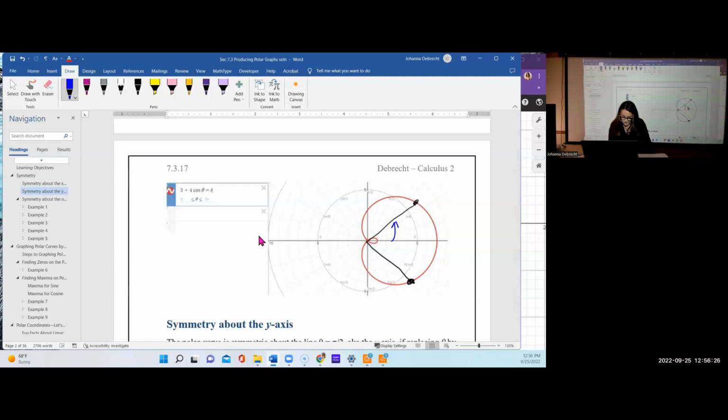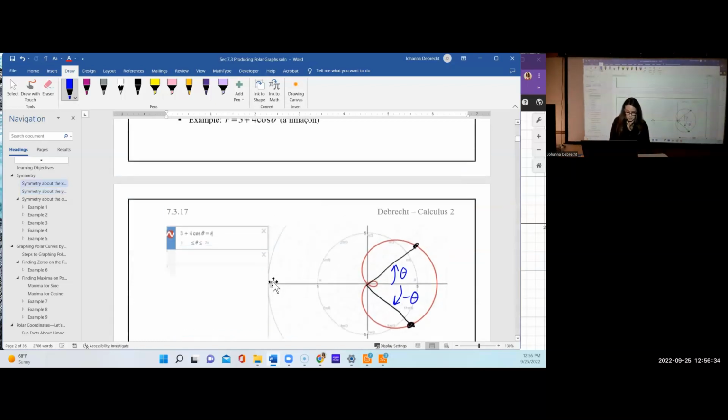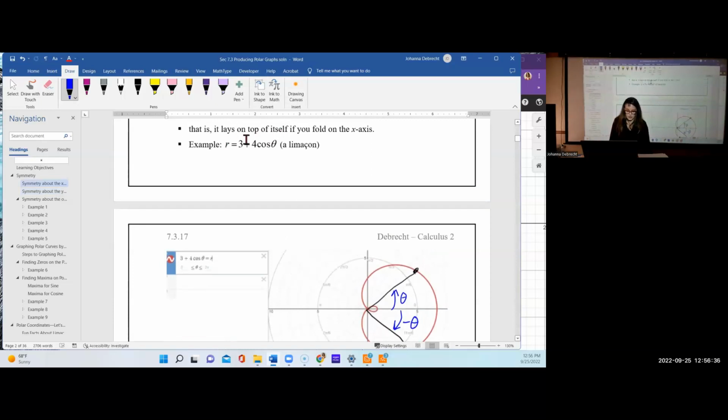So we'd call this angle right here theta, and we'd call this angle right here negative theta, all right? Now, why does it have that relationship? If we look up here to the equation, remember that the cosine of negative an angle is the same as the cosine of the angle. So replacing theta with negative theta doesn't change the equation. And because it's exactly the same equation, that tells us that it has x-axis symmetry.